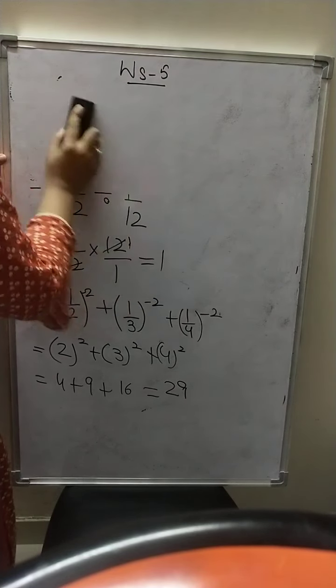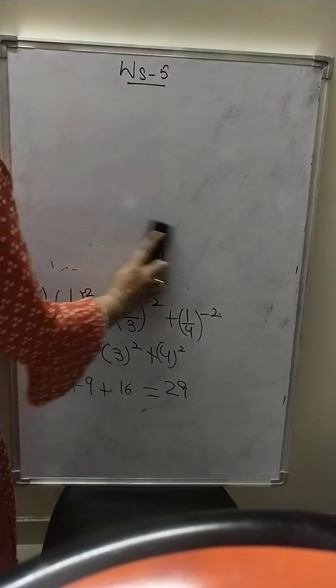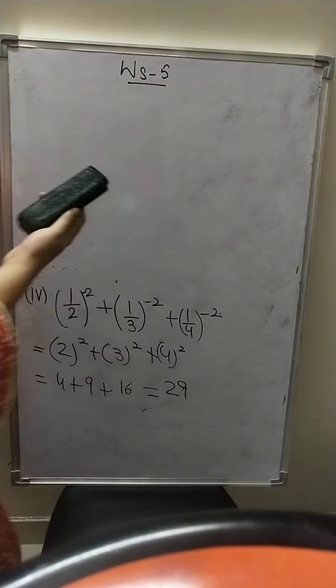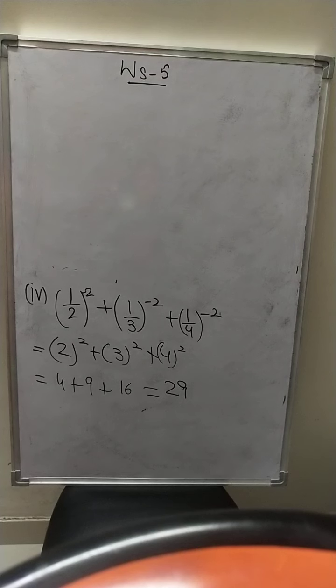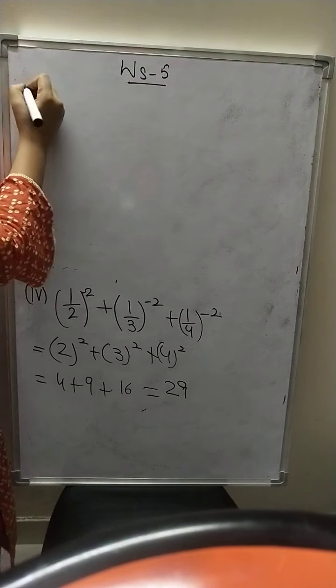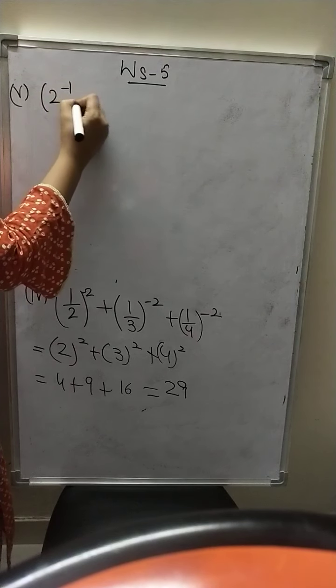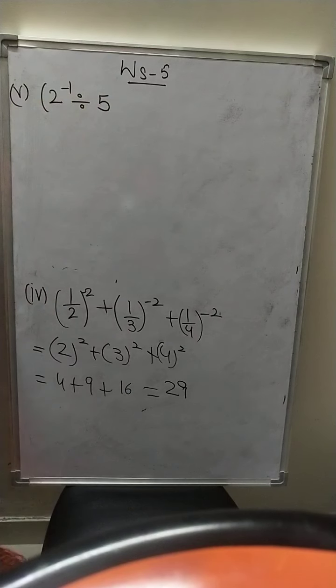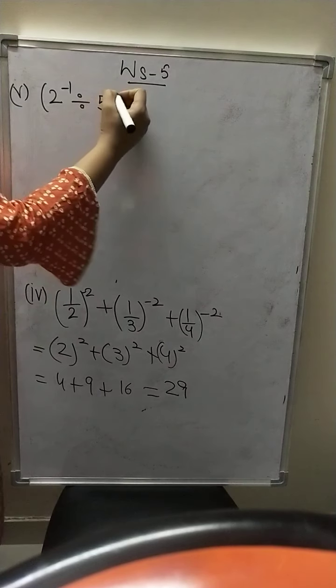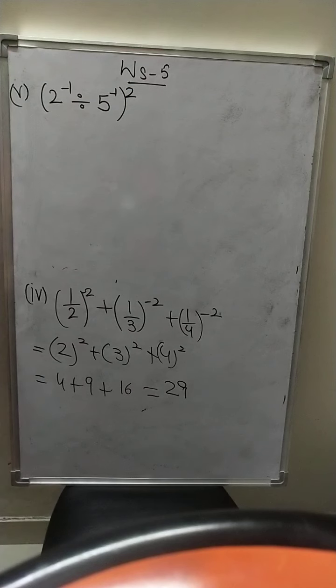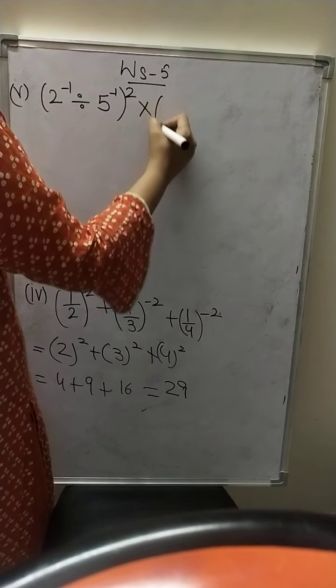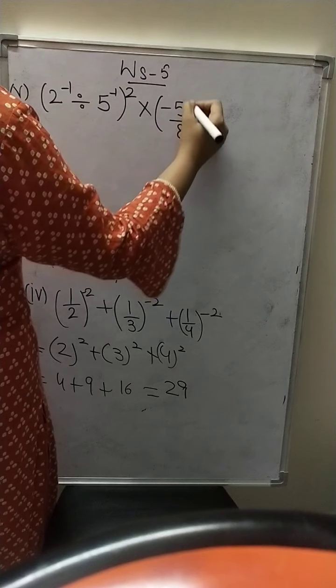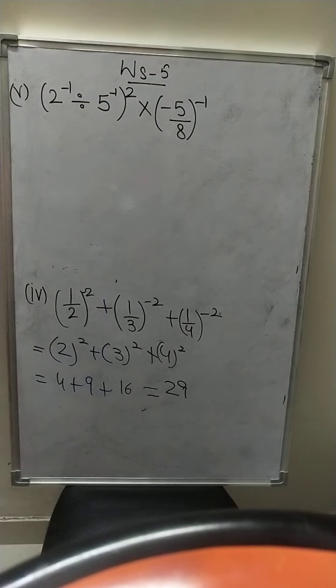Now let's do the fifth part. See, these are relatively simple questions only, children, not much we have to do. We have to just look for the negative powers and then take the reciprocal. So in the fifth part, I have bracket start 2 raised to the power minus 1 divided by 5 raised to the power minus 1, then the whole square, and the entire thing is multiplied by minus 5 upon 8 raised to the power of minus 1.